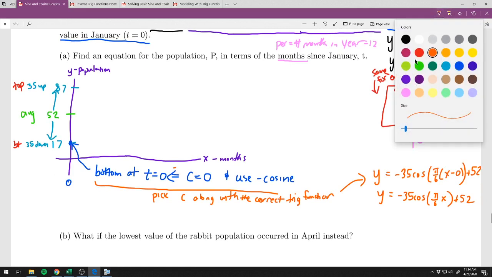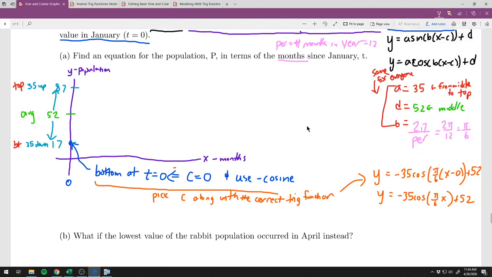Now, in terms of what the problem is asking, you have everything figured out, but you want an equation P in terms of T. So our final answer, the population is P equals everything over here but T instead of X.